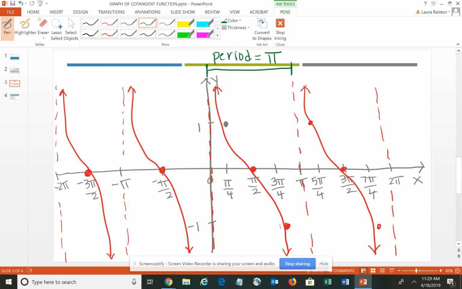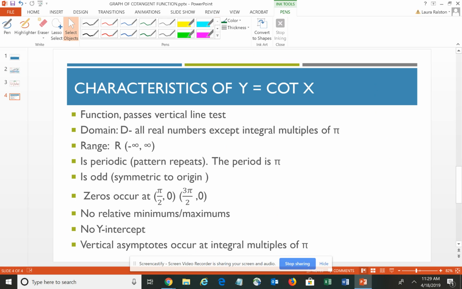So let's look at some characteristics of the cotangent. It is a function. It will pass the vertical line test. We can use any number we can think of except multiples of pi. So at 1 pi, 2 pi, 3 pi, 4 pi, and so forth, you're going to have vertical asymptotes. The range is all real numbers because it does go on forever and ever in both directions. It is periodic, and again, the period is 1 pi. It is odd or symmetric to the origin. Your zeros occur at odd multiples of pi halves.